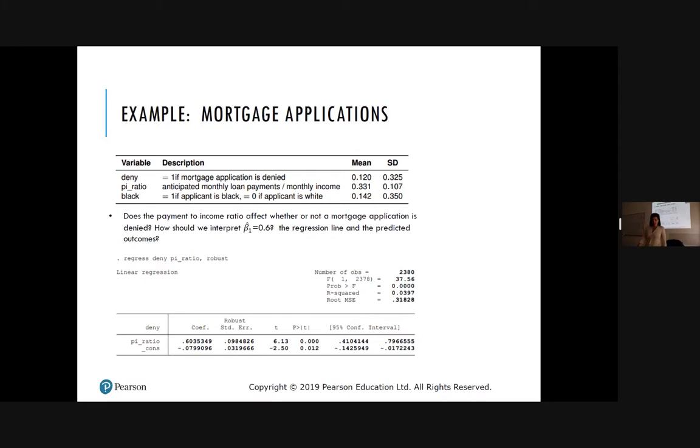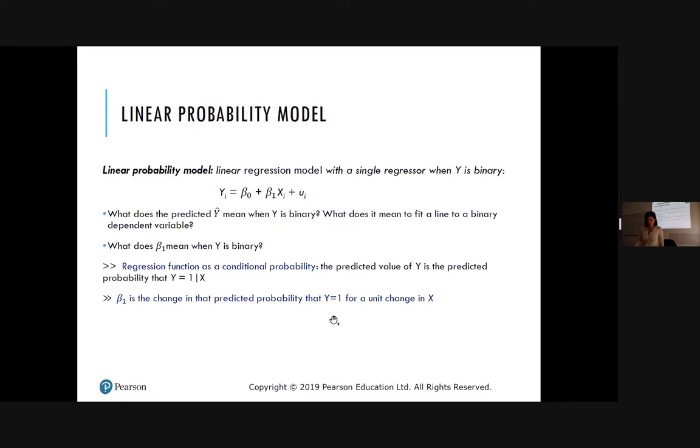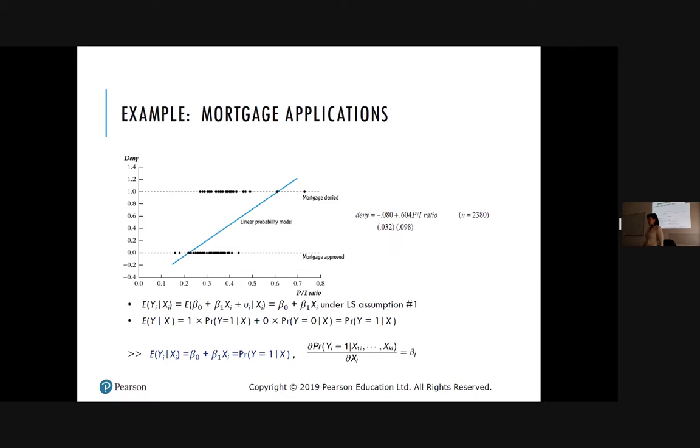We learned that when we estimate a regression line with this type of model, this is the type of population regression model that we are going to estimate, and then the predicted y that we estimate in this case, so the conditional mean of y given x, now has a particular interpretation. This is the probability that y is equal to 1 given x. So this is the probability that the application for the mortgage will be actually denied given x.